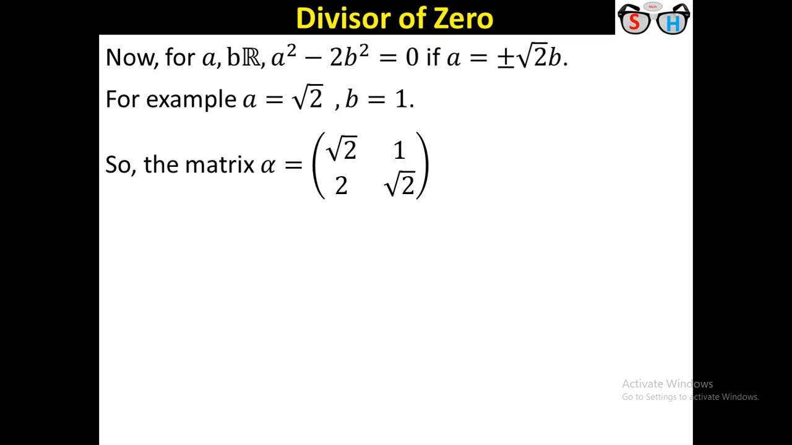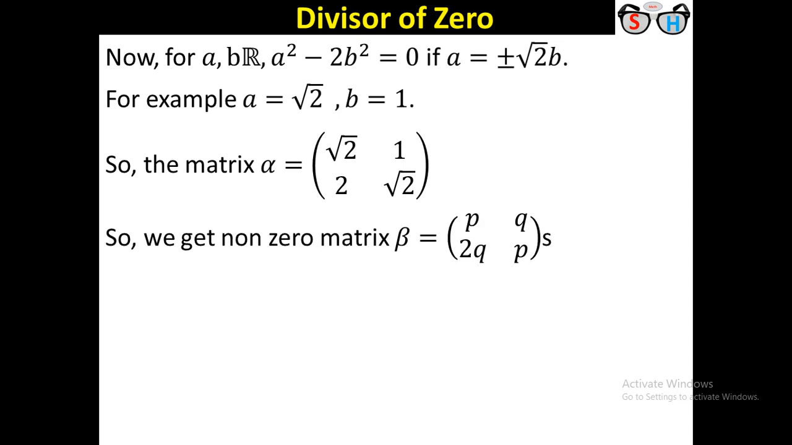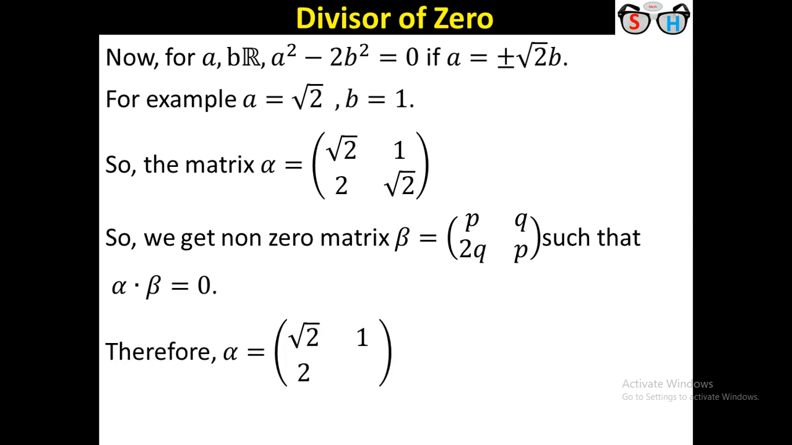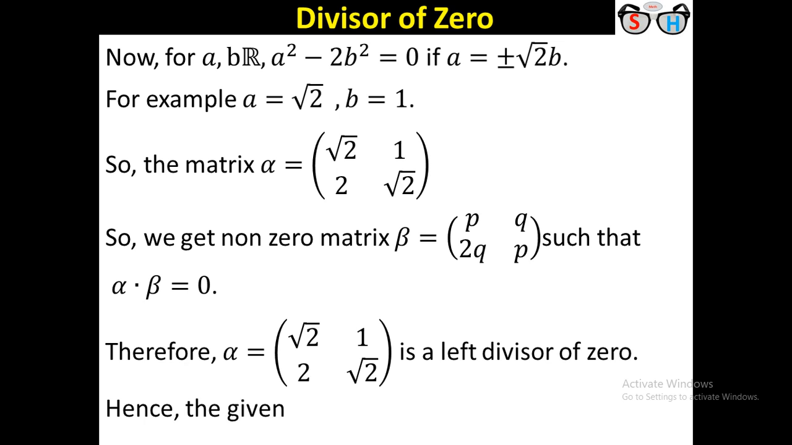Therefore, we can find non-zero p, q. We get non-zero matrix beta (p, q, 2q, p). Since p, q are not simultaneously 0, beta will be a non-zero matrix, and here alpha beta equal to 0. So alpha, here (root 2, 1, 2, root 2), is a left divisor of 0. Hence the given ring contains divisors of 0. There are many examples. You can take any alpha satisfying the relation a square minus 2b square equal to 0.